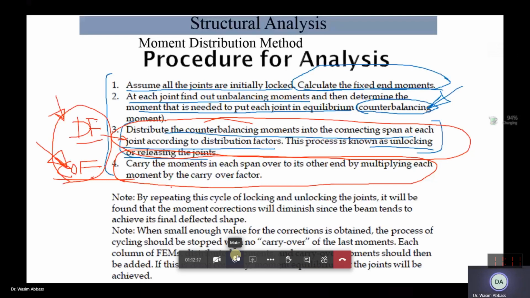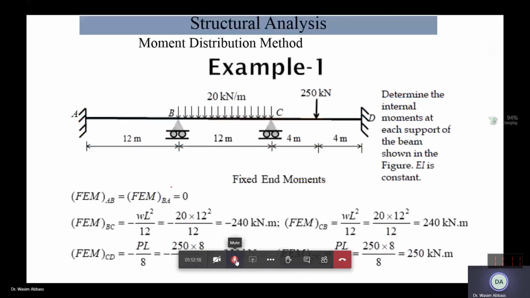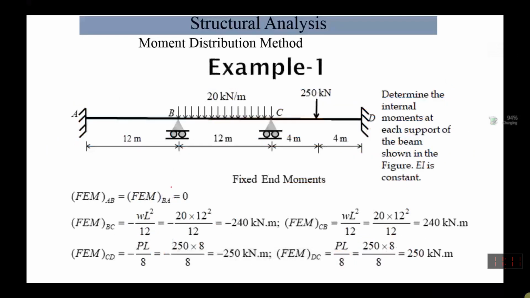Okay. Now I'll go to the example. Let's say this is a 3-span beam given to us to find out its internal moments at each support, to draw its shear force and bending moment diagram. Our step 1 in this beam is to find out fixed end moments. What will be the fixed end moments over here?